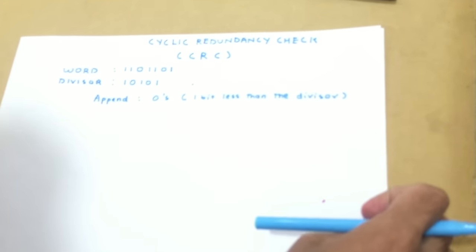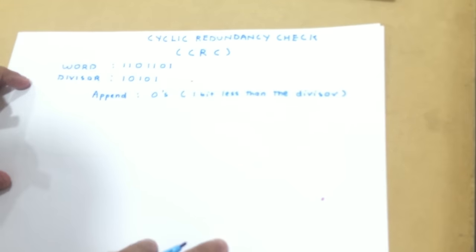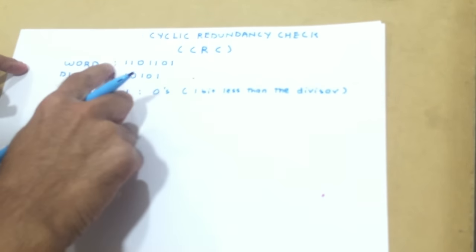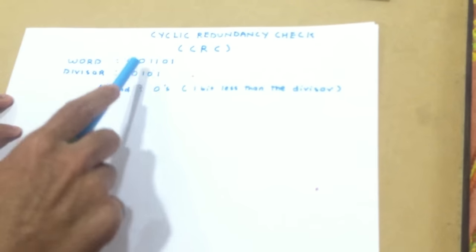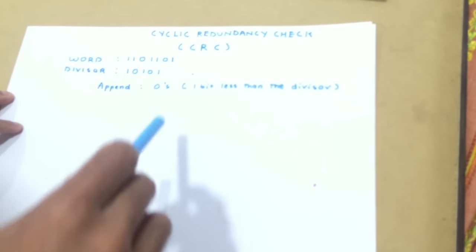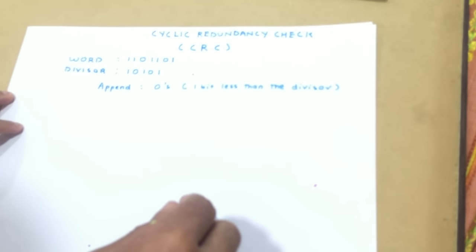Okay, and one more thing, after getting the CRC, if we append it back to the word, then our remainder should be 0. So basically in the beginning, if we divide the word by the divisor and we get some non-zero remainder, it means that there is an error which has happened while transmitting. And if we get a 0 remainder, it means there is no error.